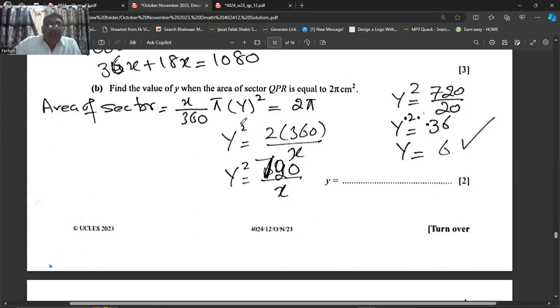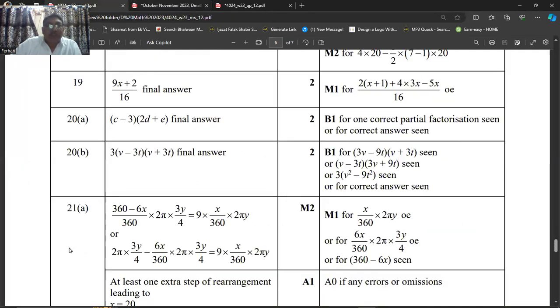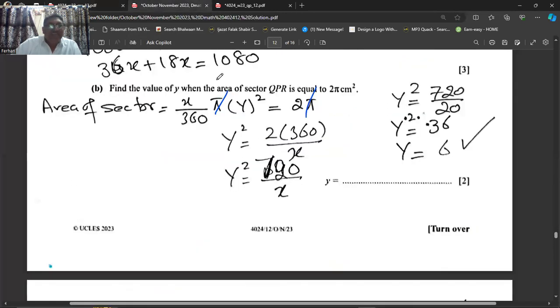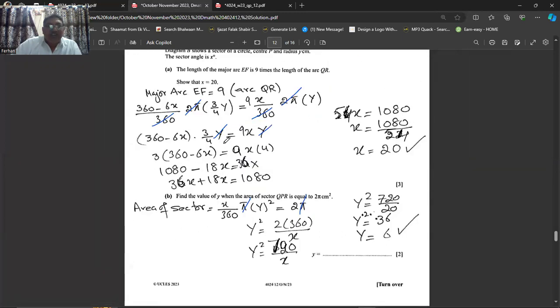So y square will be this, pi and pi will be gone. So y square will be 2 into 360 divided by x. That's 720 divided by x. The value of x is 20. So you will have y square equals 36. Take the square root on both sides. So y will be equal to 6. Our answer is right. This answer is also right. This is the same part. So this whole question is done.